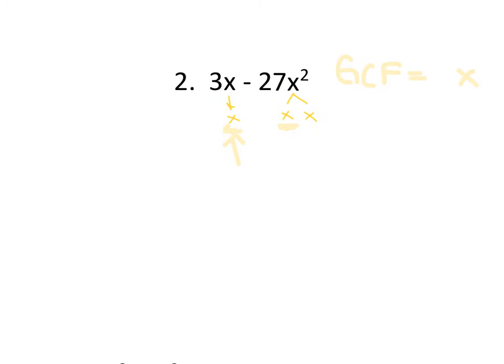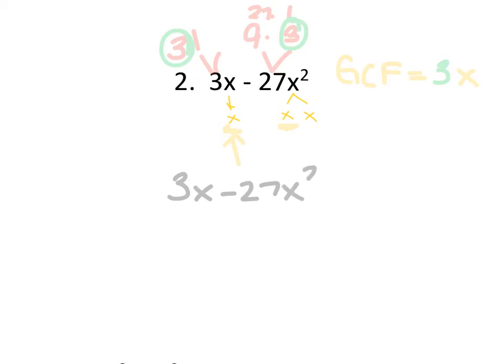Okay. Now for the numbers, I know that 3 is 3 and 1. I know that 27 is 9 times 3. It's also 27 and 1. But here I can see that the 3 is what's common. So the 3 is a part of my GCF. So like the previous problem, I'm going to take my expression and I'm going to divide by my GCF. So I will divide this thing by 3x.